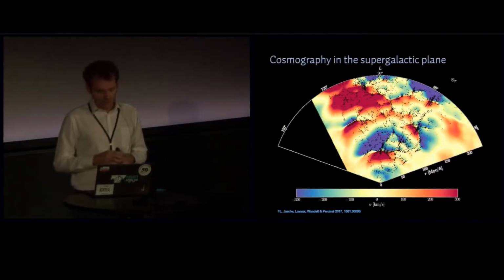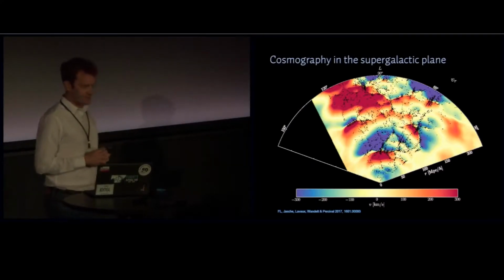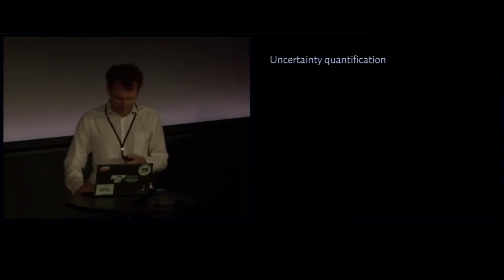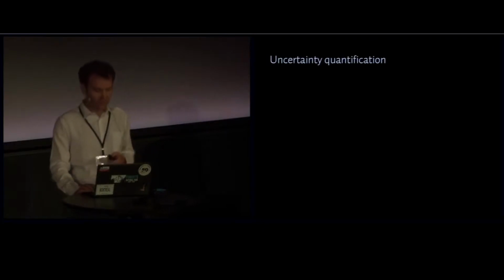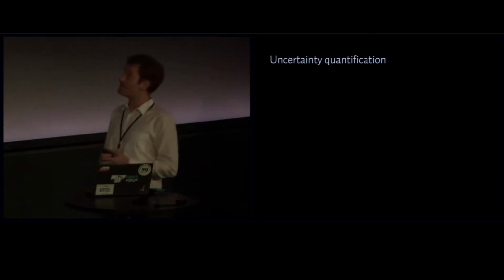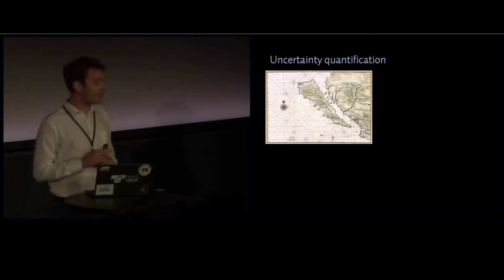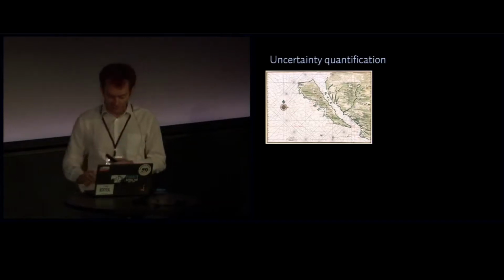I tried to make the point before that it is important to quantify uncertainties at the level of the map. I would like to make this point once again by showing you what happens if you don't. This is the so-called island of California, one of the most famous mistakes in the history of geography.